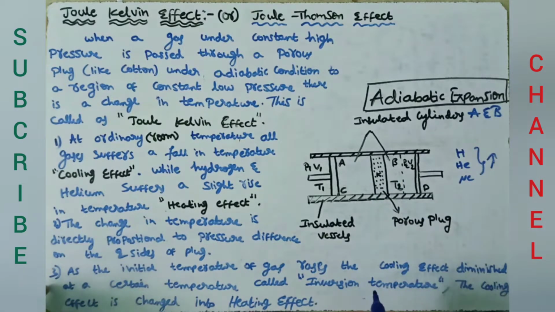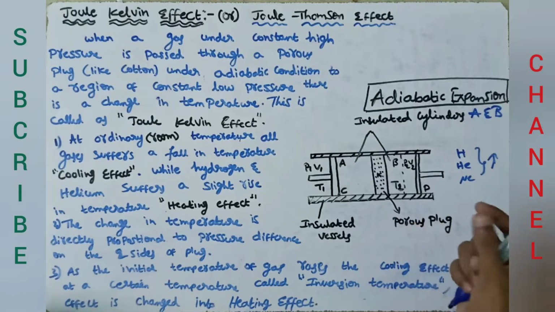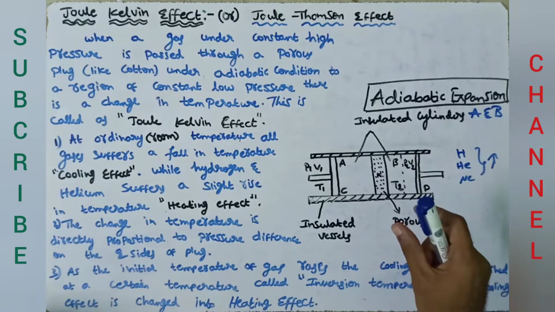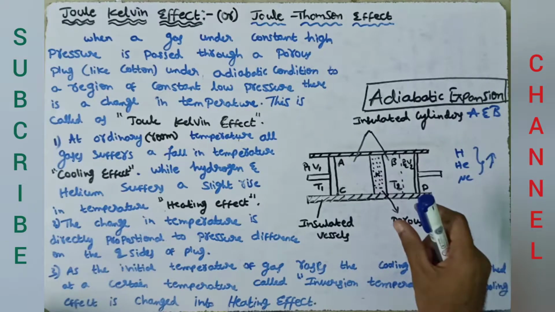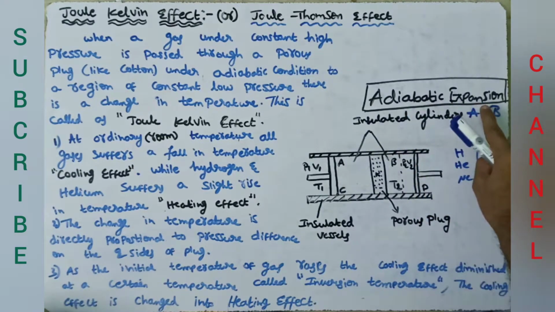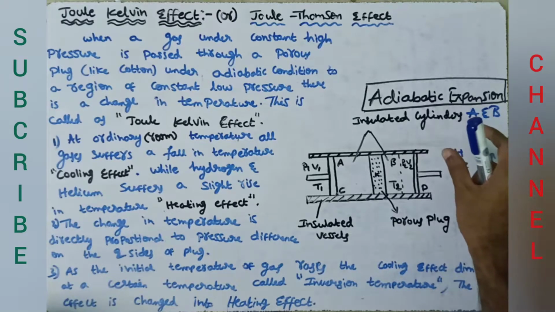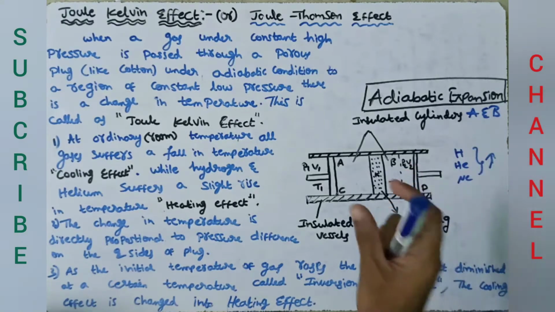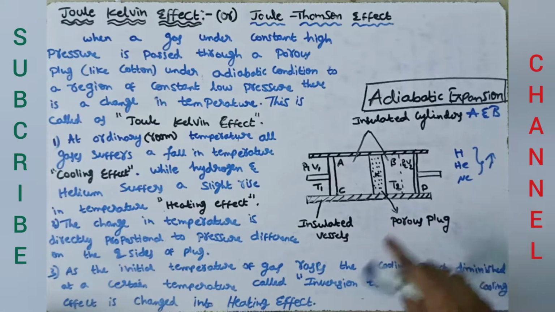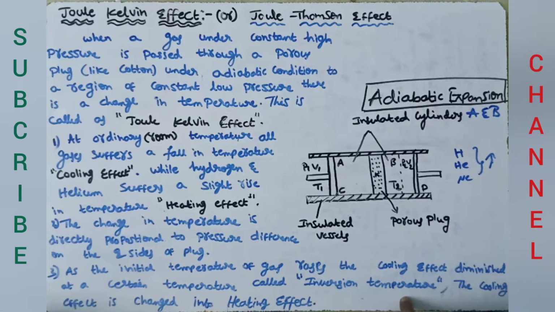The third point to understand is that as the initial temperature of the gas rises, the cooling effect diminishes, and at a certain temperature, called the inversion temperature, the cooling effect changes into a heating effect. Below the critical temperature, a non-ideal gas that is expanded adiabatically experiences a temperature decrease, and above that critical temperature, an increase. That critical temperature is called the inversion temperature.